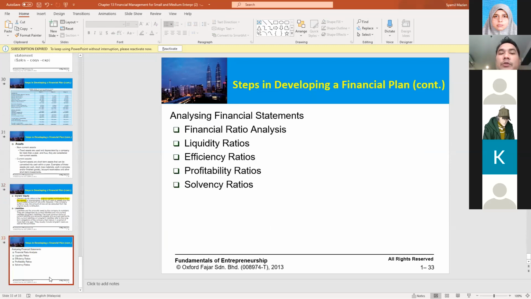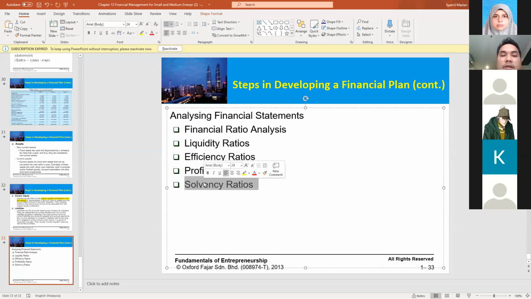Next, what we are doing is analyzing the financial statement, on the financial ratio analysis: liquidity ratio, efficiency, profitability, and then the solvency ratio.